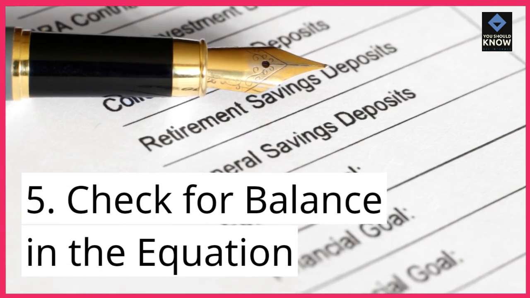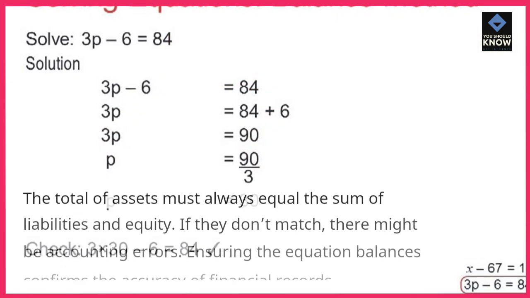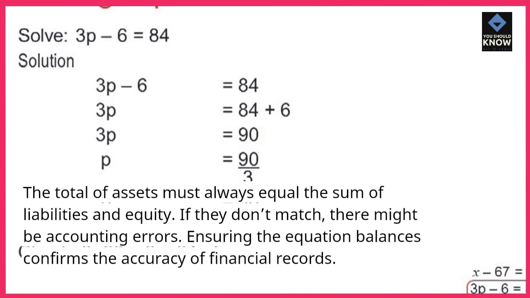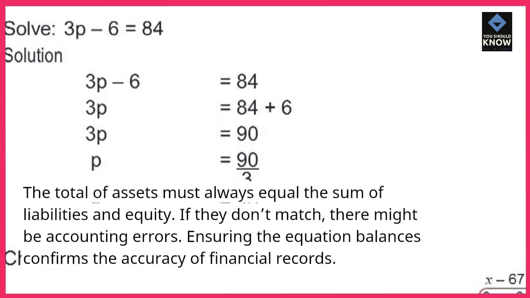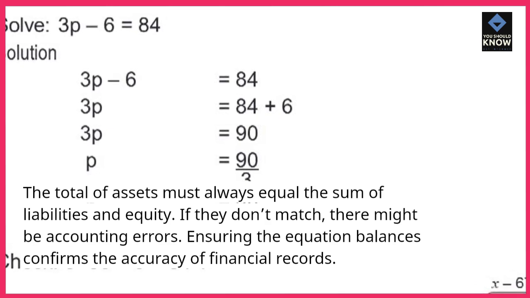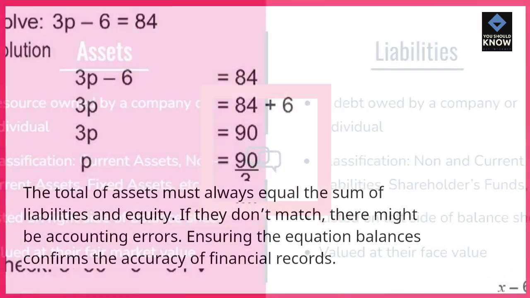5. Check for balance in the equation. The total of assets must always equal the sum of liabilities and equity. If they don't match, there might be accounting errors. Ensuring the equation balances confirms the accuracy of financial records.